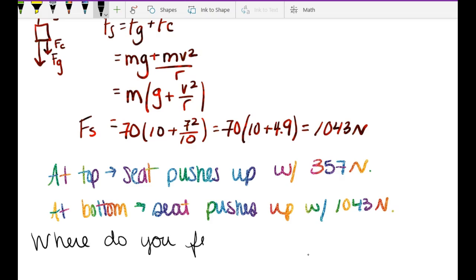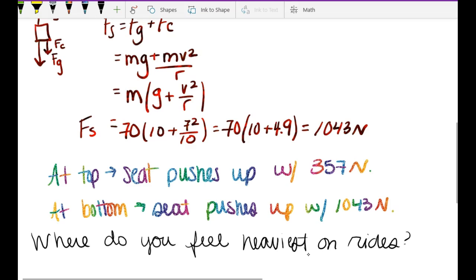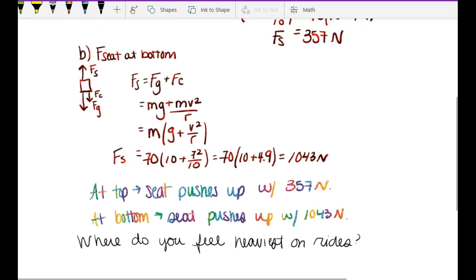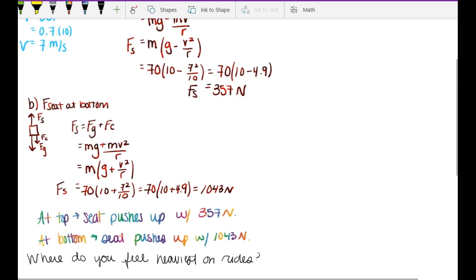So think about this conceptually. When you are on a Ferris wheel, they tend to move a little slower, so you don't totally feel this, but any ride that moves in a circle, where do you feel the heaviest? And the answer to that is always at the bottom, due to these calculations.